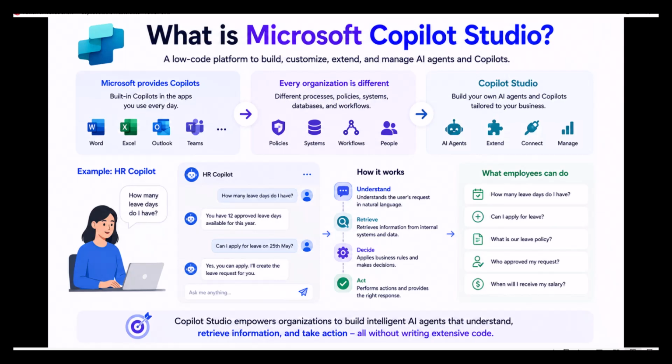Every company has different policies, different systems, different databases, and different workflows. Microsoft cannot build a copilot for every company in the world. So Microsoft created Copilot Studio. Copilot Studio allows organizations to build their own AI agents without writing a large amount of code.